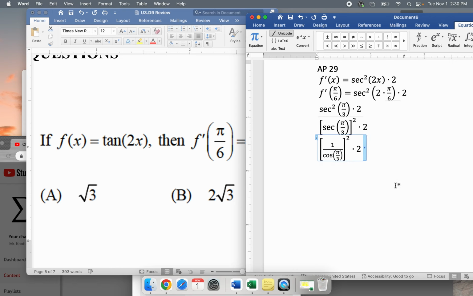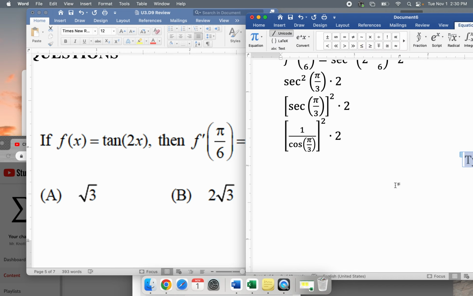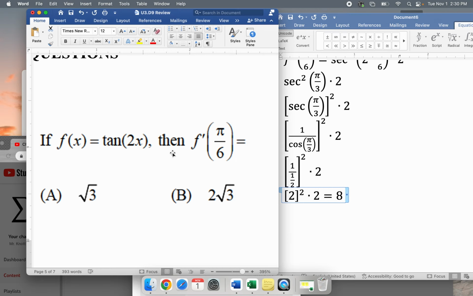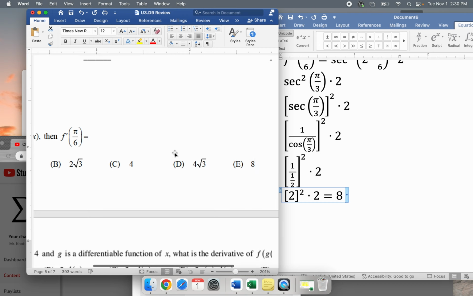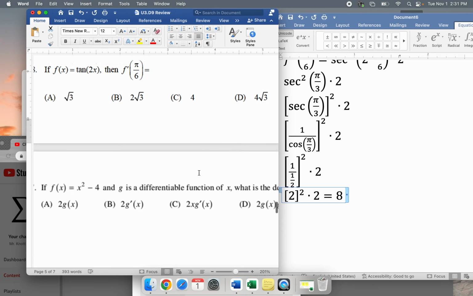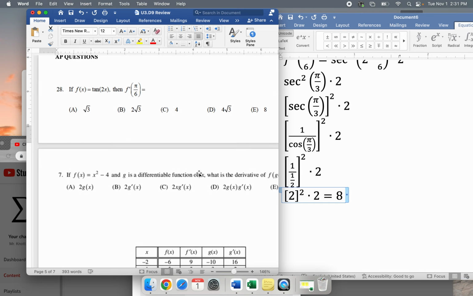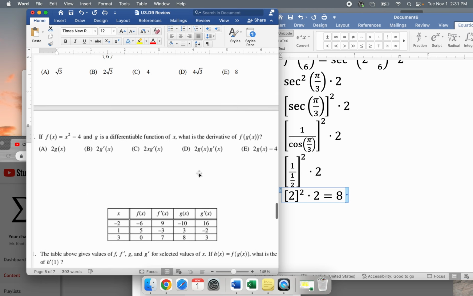Times 2. All right, and then 1 over what's cosine pi over 3? That's a half. Okay, so that's actually not so bad. All squared times 2. So the 1 over 1/2 is just 2. So in fact, this is just 2 squared times 2, which is 8. Okay, good. I was a little bit afraid that that wouldn't be one of the answers. Yeah, AP number 7.